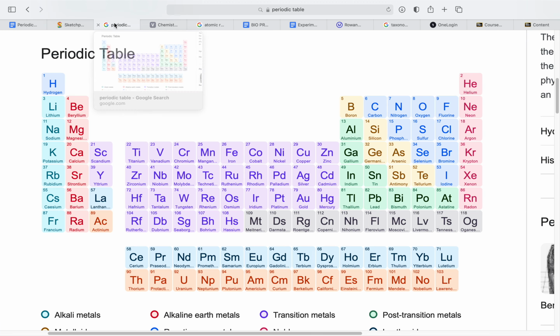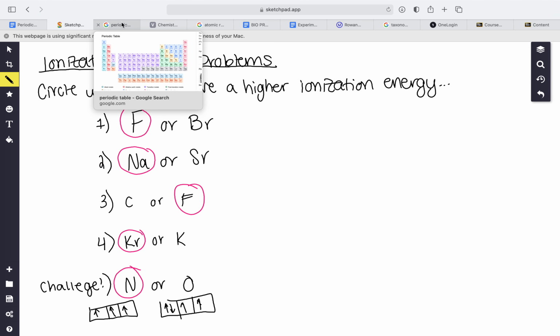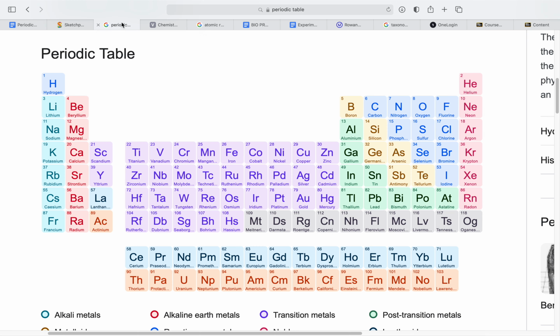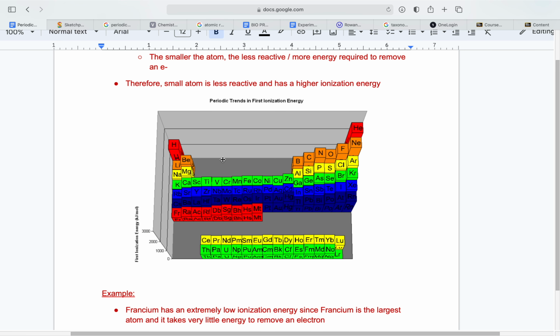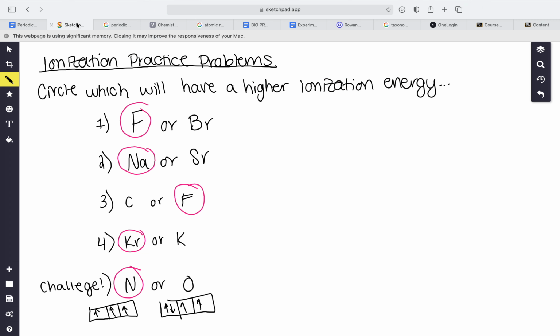There's probably a chart out there that can confirm that, but then we're looking at F and Br. Let's look at this. F and Br. Where's Br? Oh, Br. Yeah, F is going to be higher. Okay, cool.